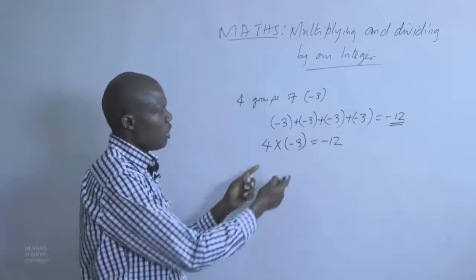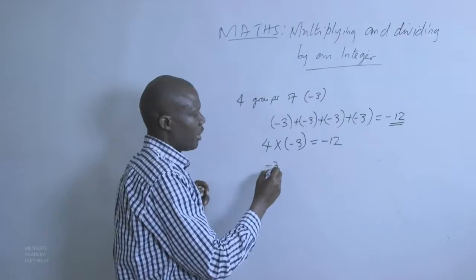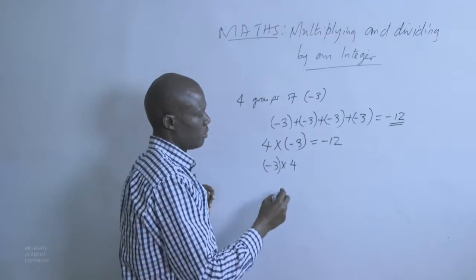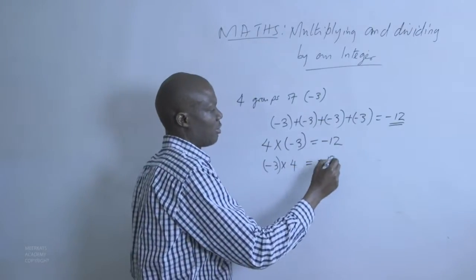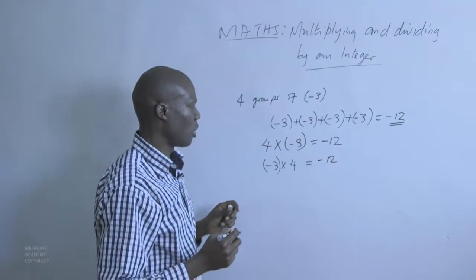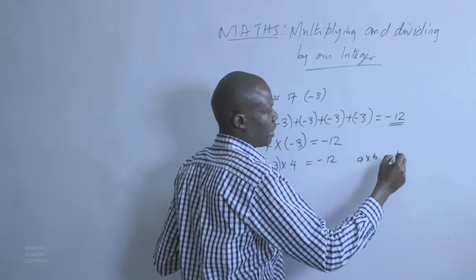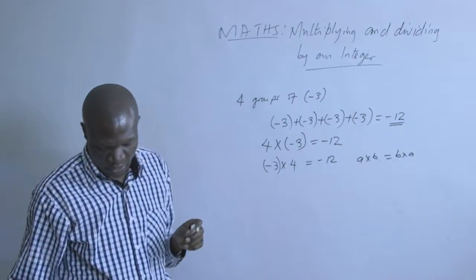Also, if we interchange this and say negative 3 multiplied by 4, you'll be able to get negative 12 from the principle that says A times B is the same as B times A. There's no difference.